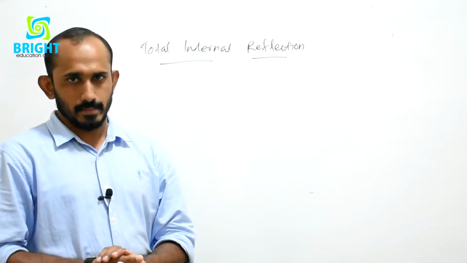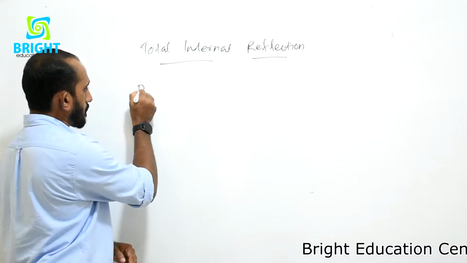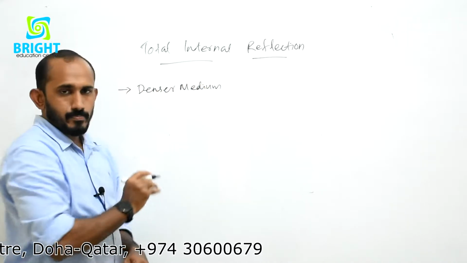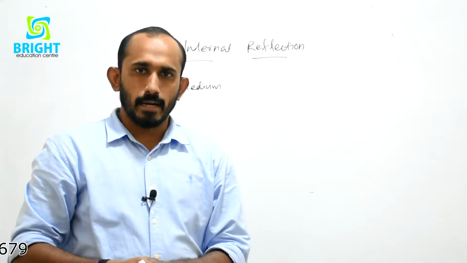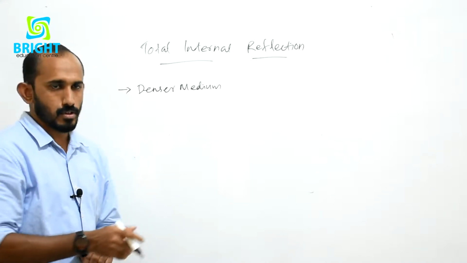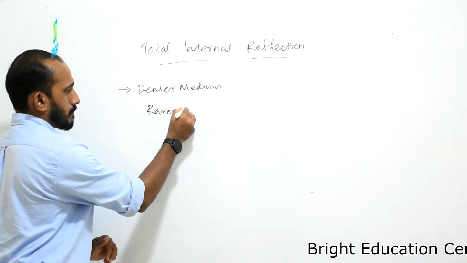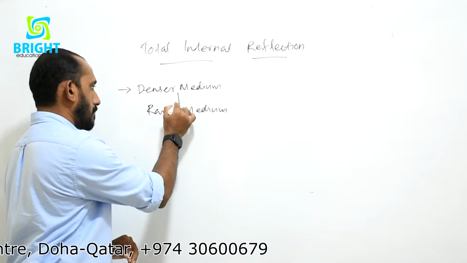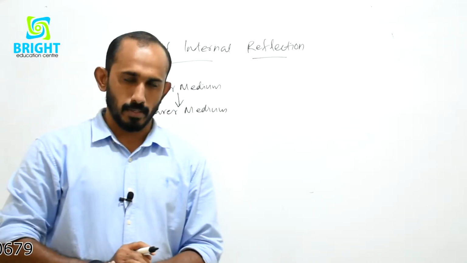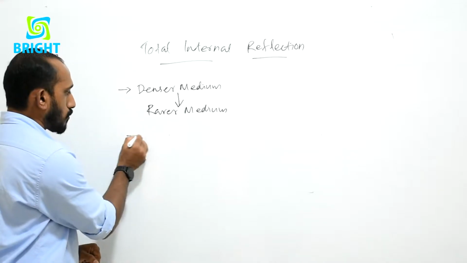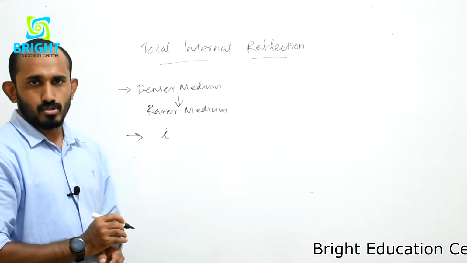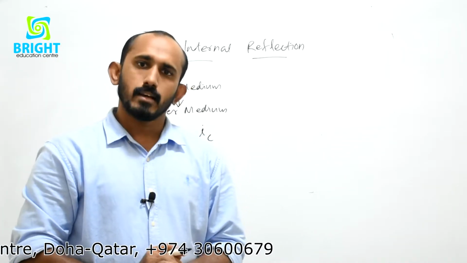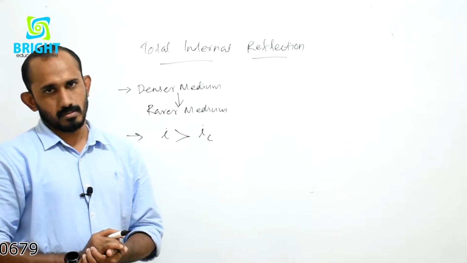We can analyze these terms. I used the word denser medium. Denser medium is one in which the refractive index is comparatively greater than the next medium. So the other medium we call the rarer medium. So the light ray should pass from denser to rarer medium. Then this phenomenon can take place. And one more condition is there. The angle of incidence, which we call i, should be greater than the critical angle of the denser medium. Then total internal reflection will take place.